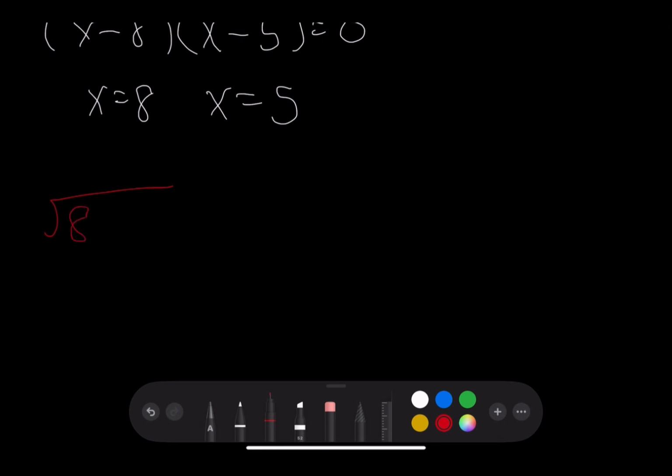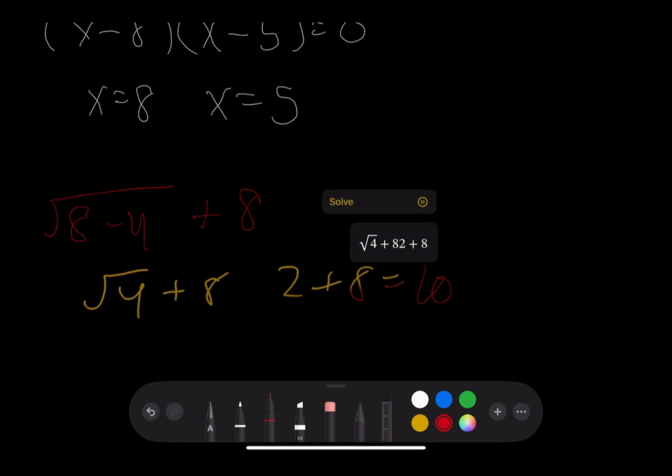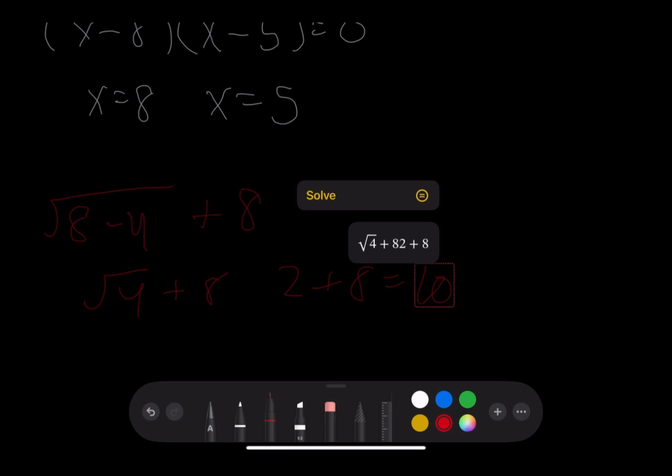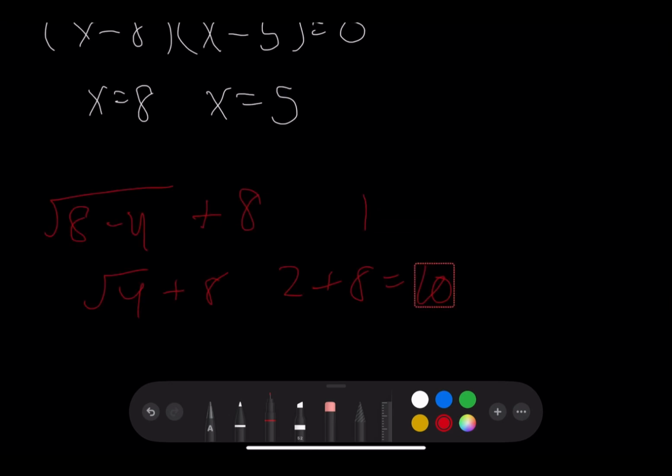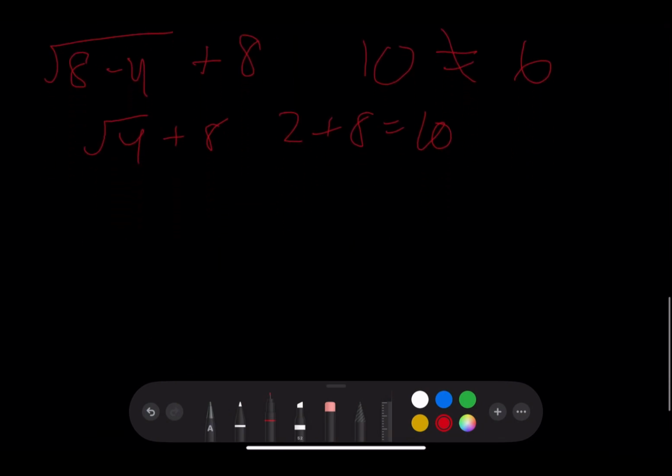So let's see, if you substitute an 8, for example, 8 minus 4 plus another 8. 8 minus 4 gives you 4, right? Radical 4 plus 8. Radical 4 is the same thing as 2. So 2 plus 8 gives you 10, right? That's for one side of the equation. 10 is not equal to 6, so that one would not work.